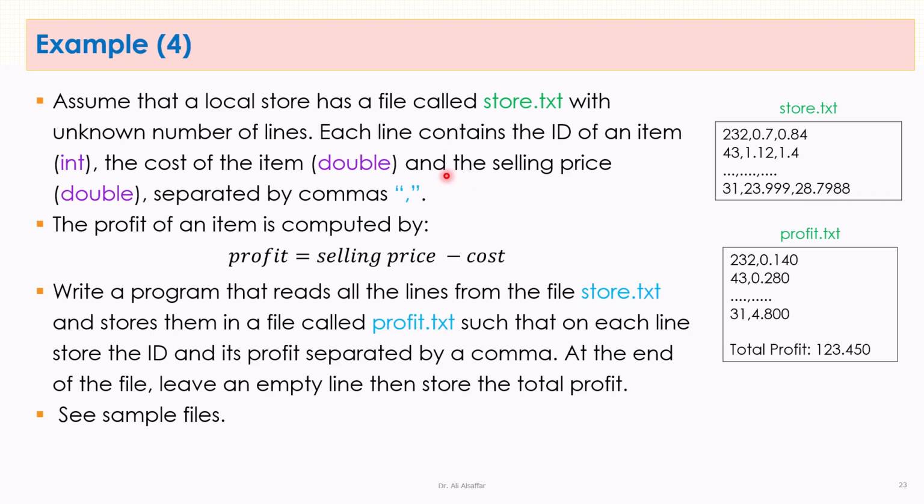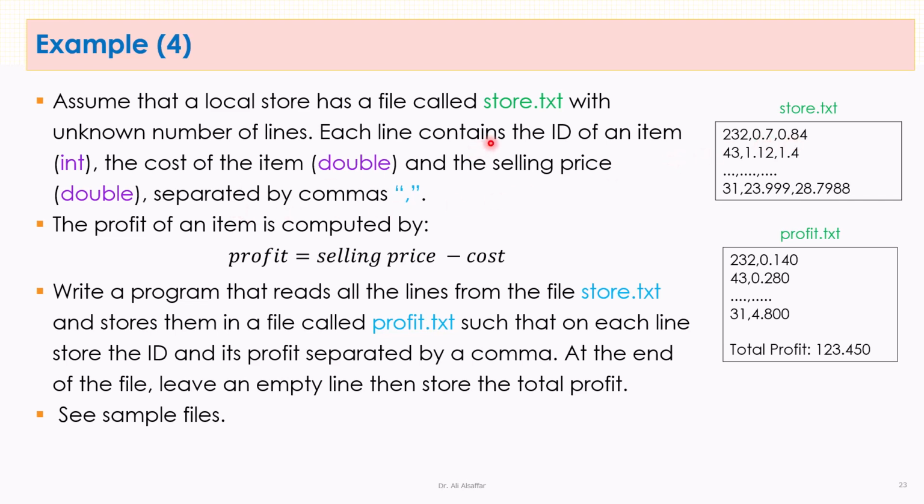It says each line, and look into the first line, contains the ID of an item. That means 232 is an ID of an item, which is an integer, followed by the cost of the item, followed by the selling price. So we have information about items for a local store saved into records and fields. The first field is the ID of the item. Second field is the cost of the item. Third field is the selling price of the item.